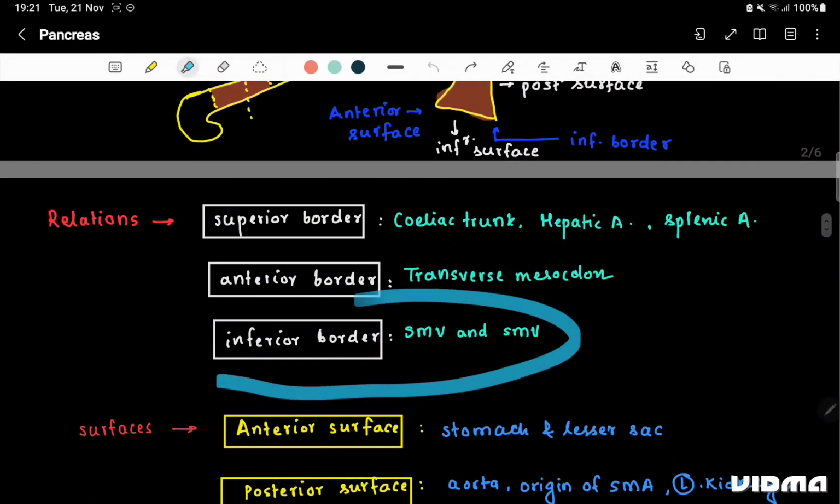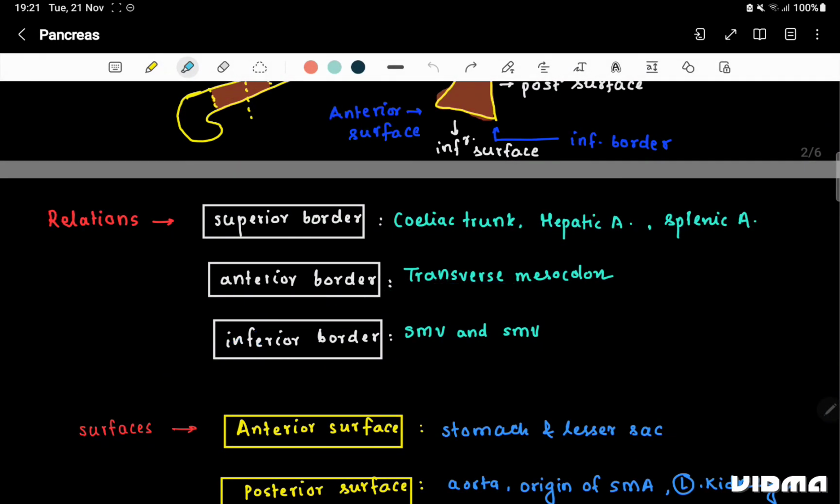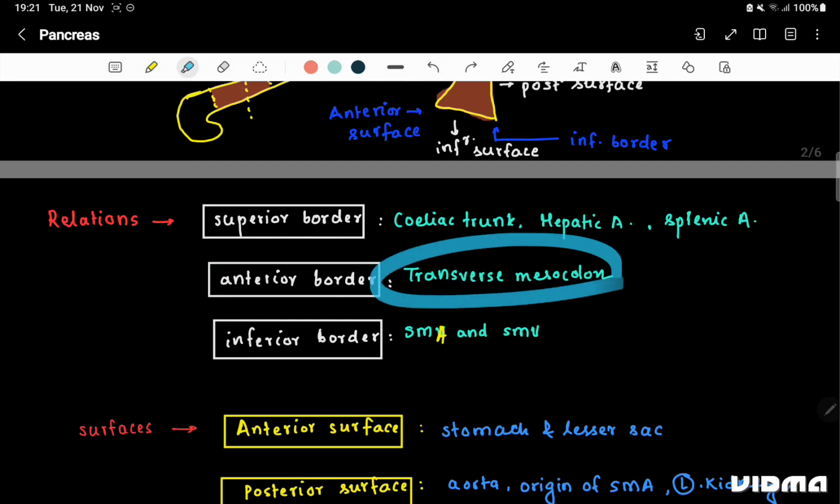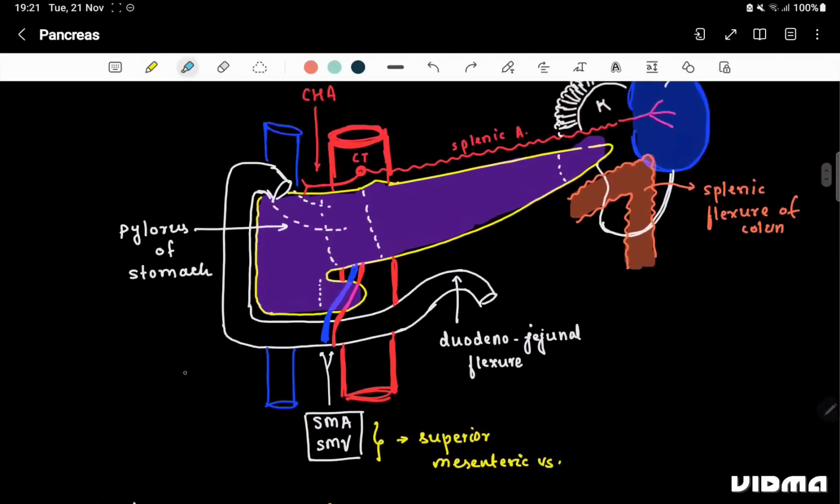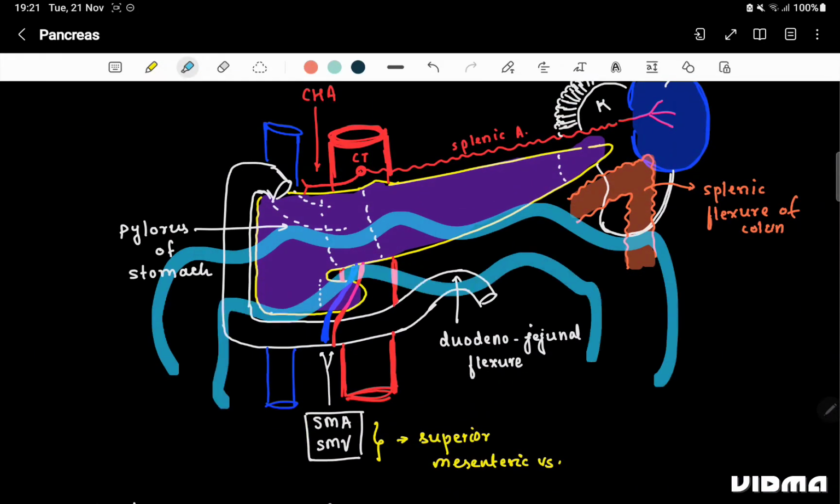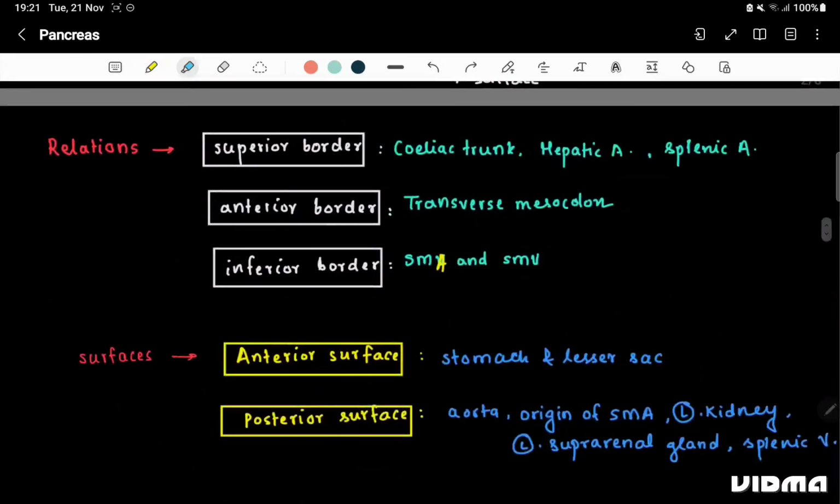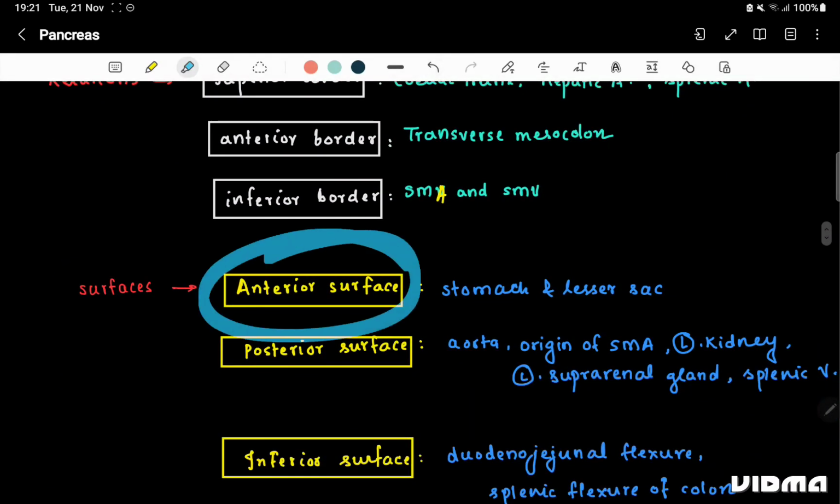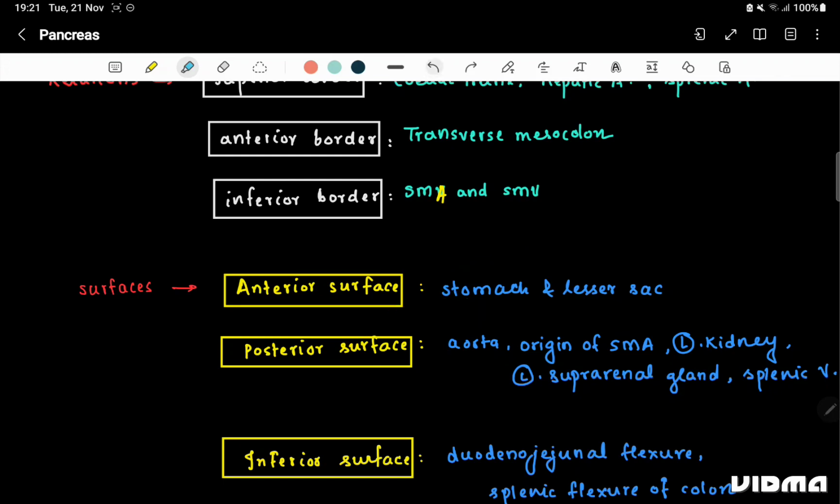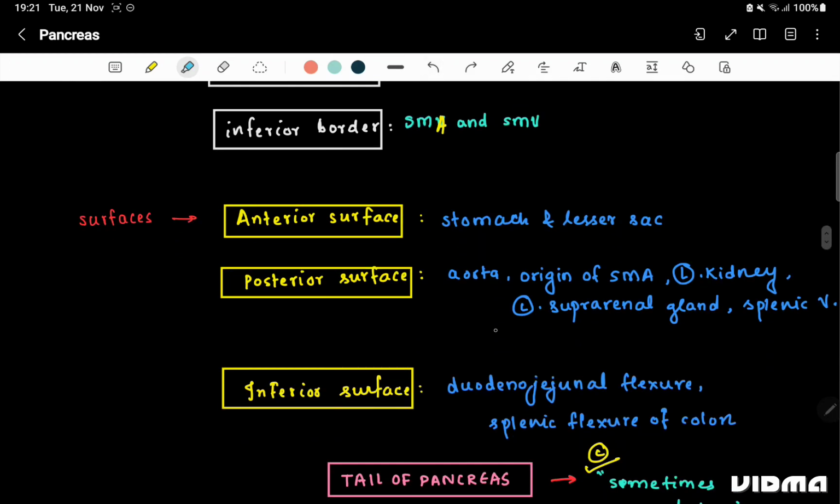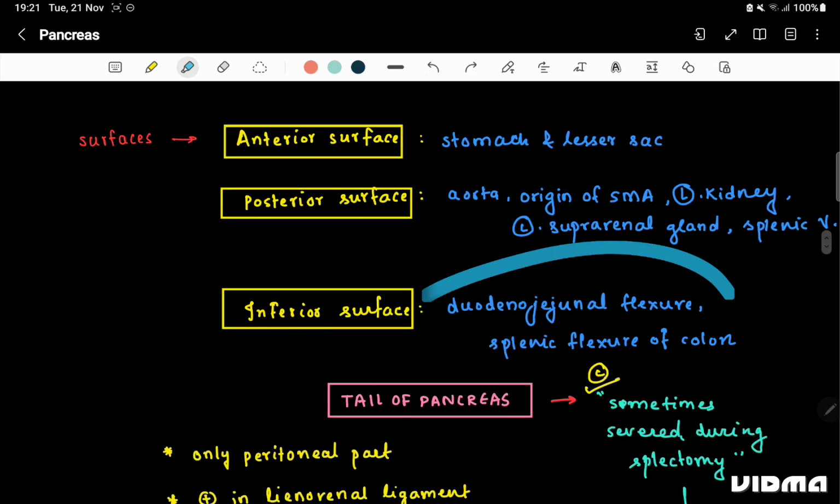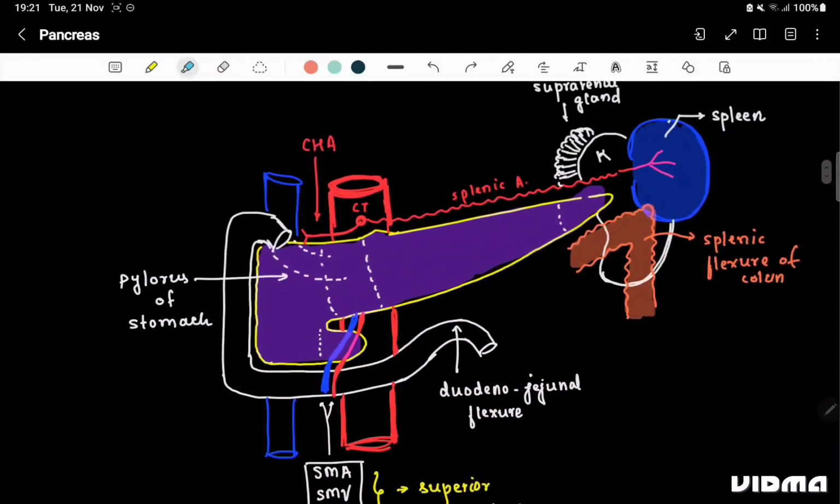You can see the inferior border, you can write superior mesenteric artery and superior mesenteric vein. This is the artery. And then the anterior border is the transverse mesocolon. The transverse mesocolon must be present like this somewhere anteriorly. Talking about the surfaces, the anterior surface is related to the stomach and the lesser sac. Posterior surface to the aorta, origin of SMA, left kidney, left suprarenal gland, splenic vein. And the inferior surface is related to the duodenojejunal flexure and the splenic flexure of the colon, which are present inferiorly.